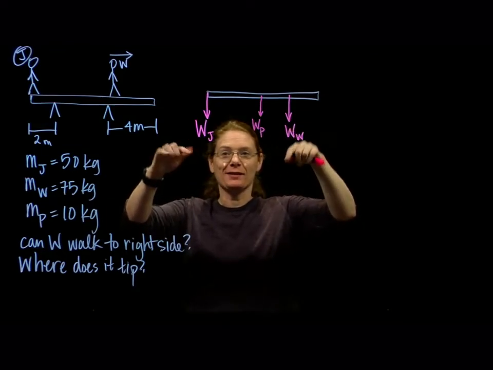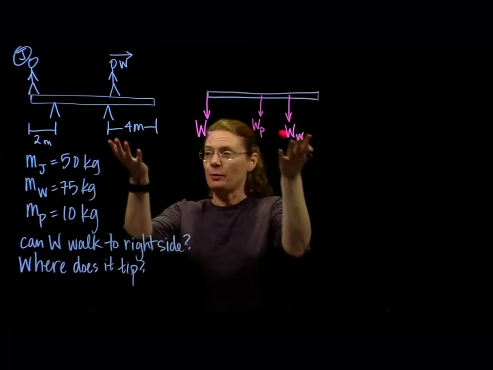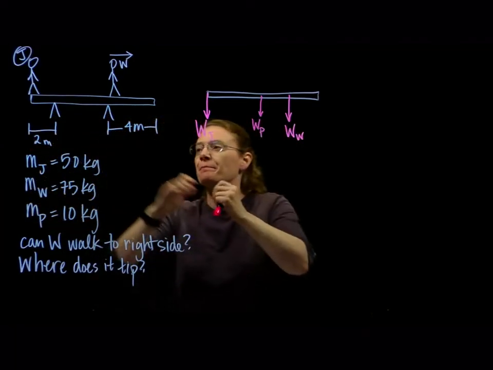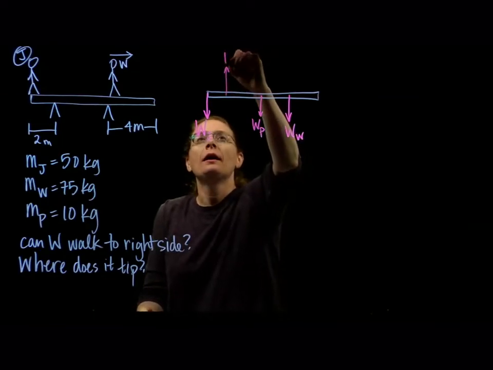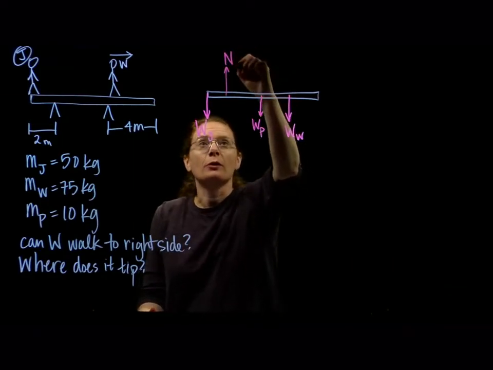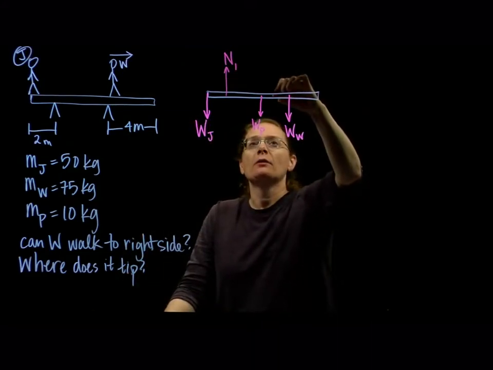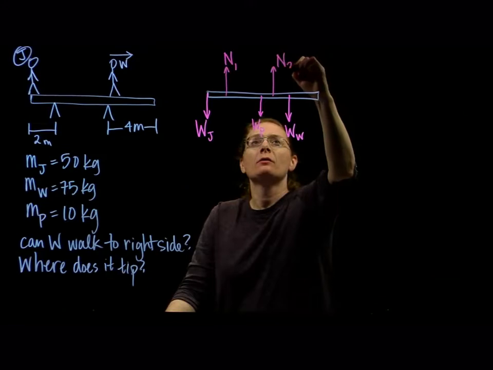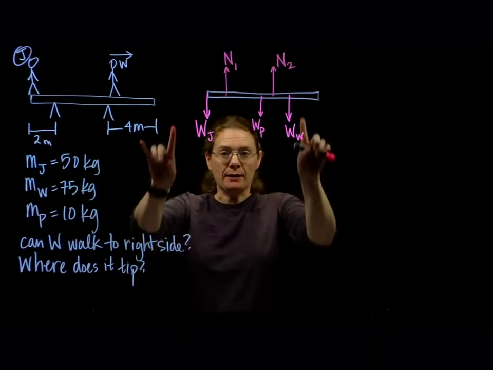Right now, this thing is accelerating downwards. What is supporting it? What's keeping it up? The two supports. So I have the upward force here, and that's a normal force. You can call it a normal force. It is a support force. And then we've got another one around here. Call that normal number 2.